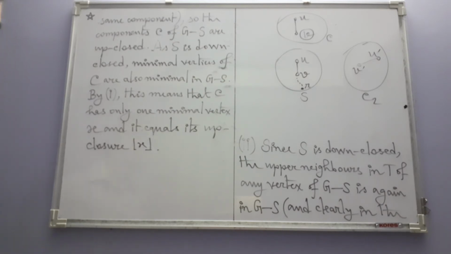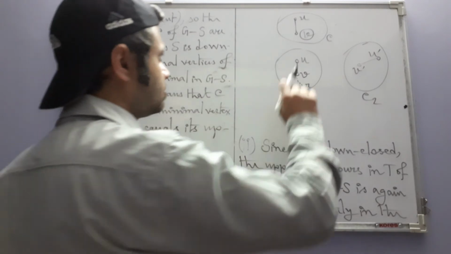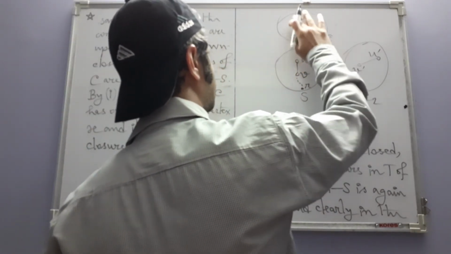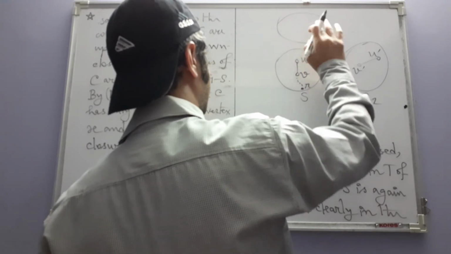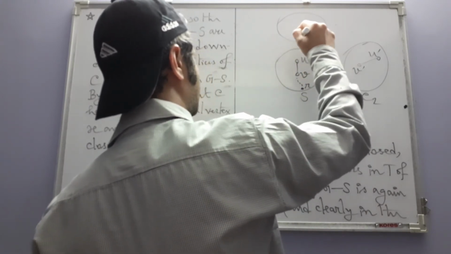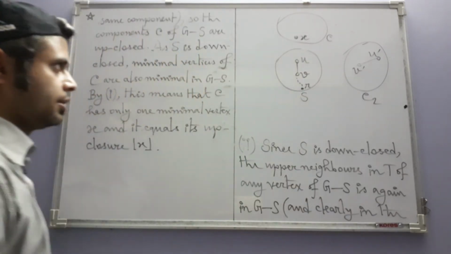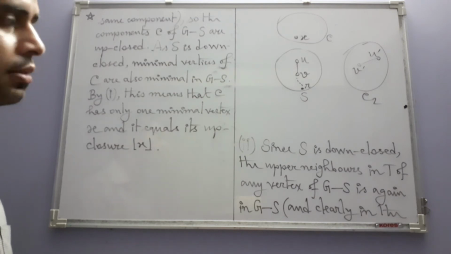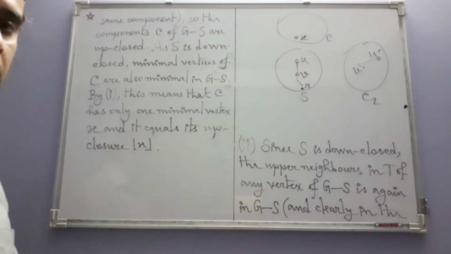Now why is that so? Say, in place of these vertices, which were general vertices, you have a minimal vertex X in C. Minimal in C, not necessarily minimal in the entire graph.